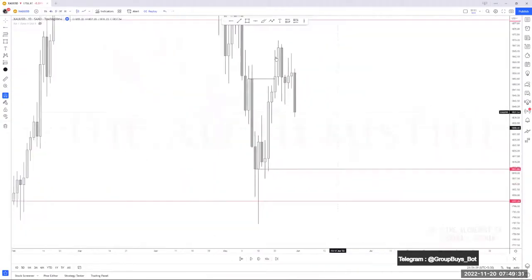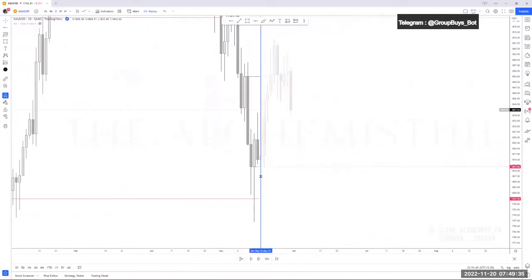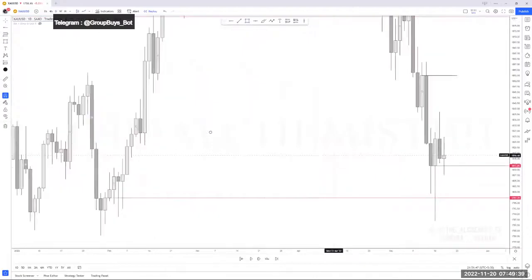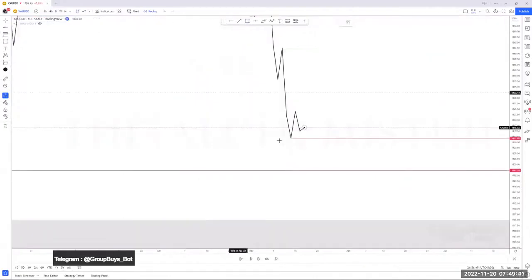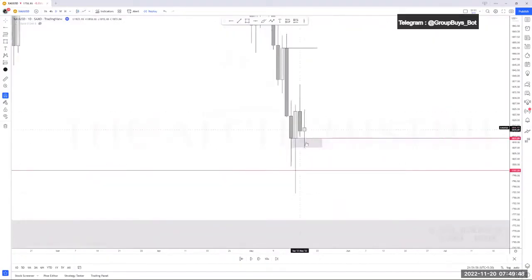Now, what has happened? Daily has created a new support. I'll show you my entry now. Now, what has the daily done? Daily has created a new support over here, and daily has tapped into it and closed above it. See that? Daily has tapped into it and it has closed above it.